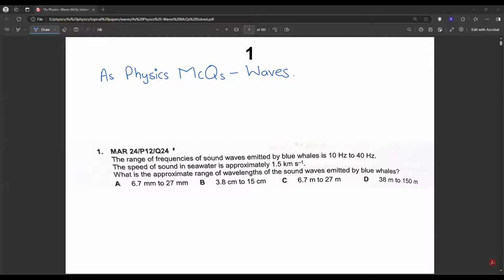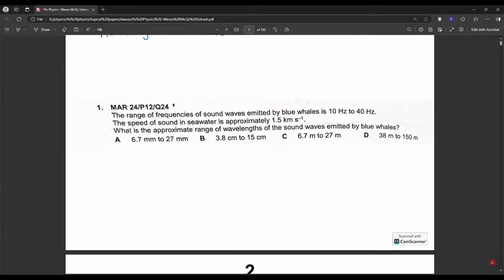Let's start with the first MCQ. The range of frequencies emitted by a blue whale is from 10 hertz to 40 hertz. The speed of sound in seawater is this. What is the approximate range of wavelengths of sounds emitted by the blue whale? So we are given the frequency range, we are given the speed, we have to calculate the range of wavelength. How are we going to do that?